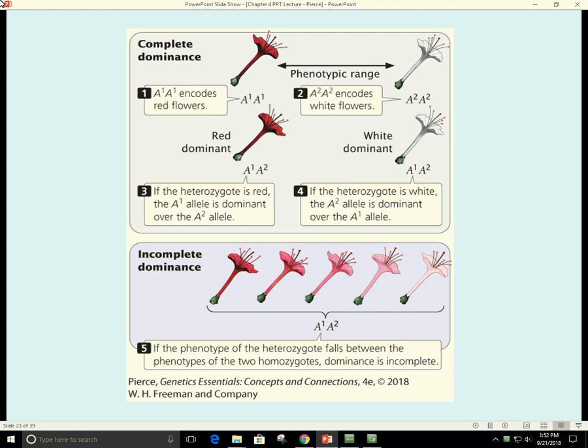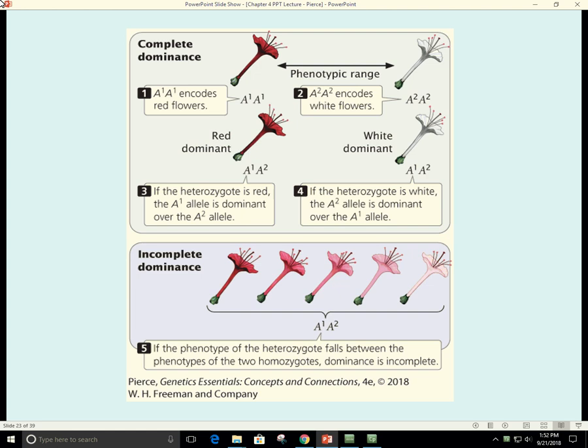So the dominance that Mendel described is called complete dominance. It means that when you have a heterozygous individual, one allele shows its full phenotype and the other allele is basically silent. We call that complete dominance.